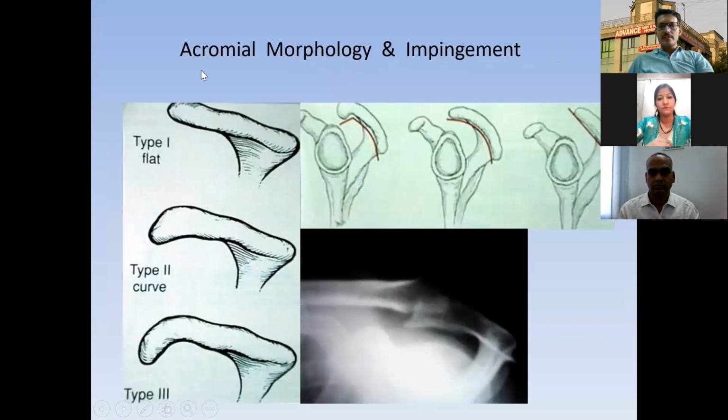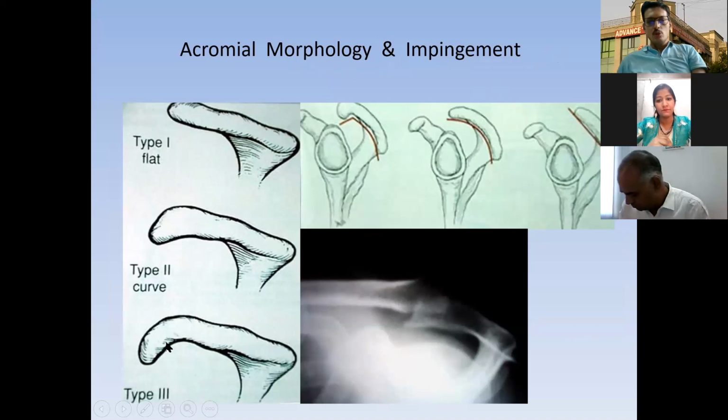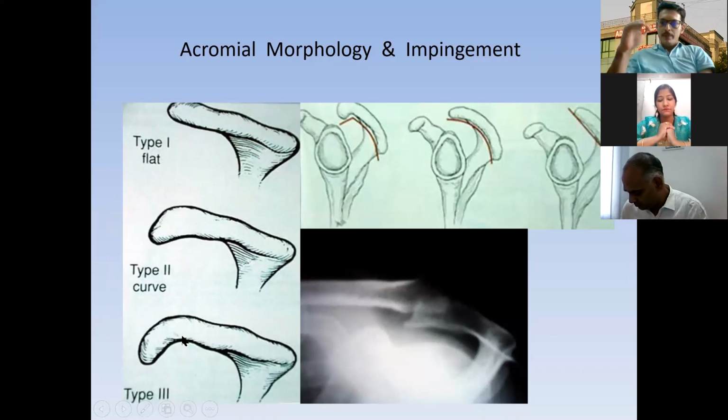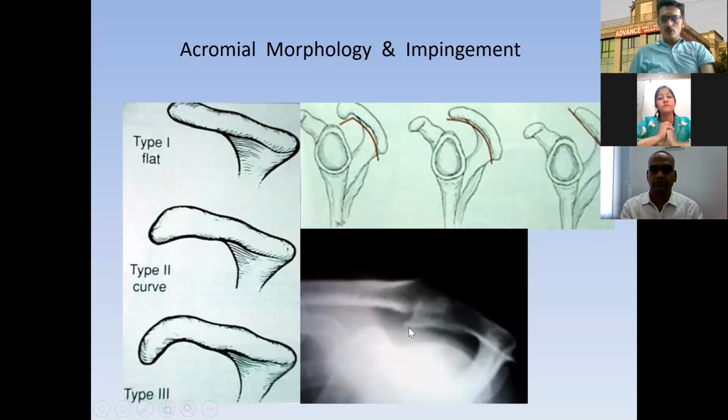Now this is a very important concept. This is called impingement syndrome. In impingement syndrome, you have a hooked acromion, and this hooked acromion will have an impinging effect on the rotator cuff beneath it, and this causes a lot of problems in some patients. Type 3 acromion is linked to more incidence of rotator cuff tendon problems and tear.